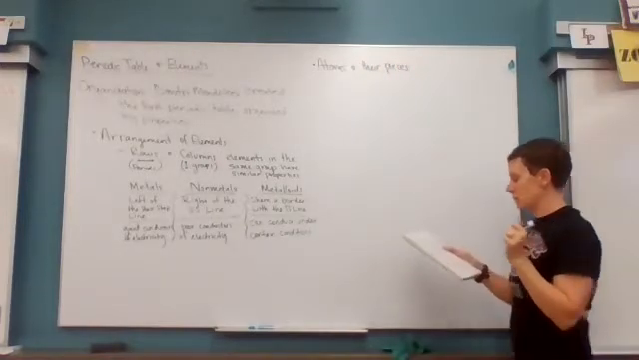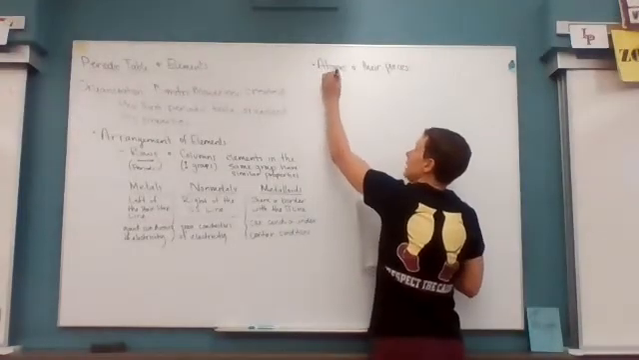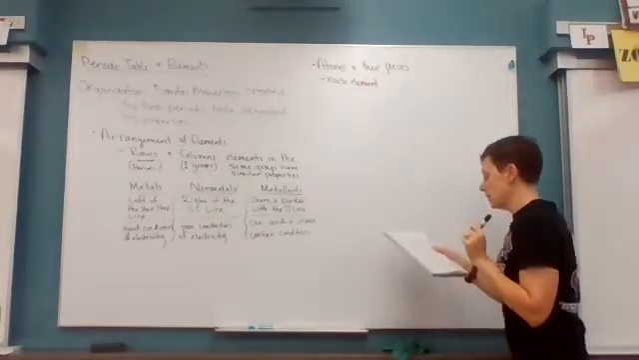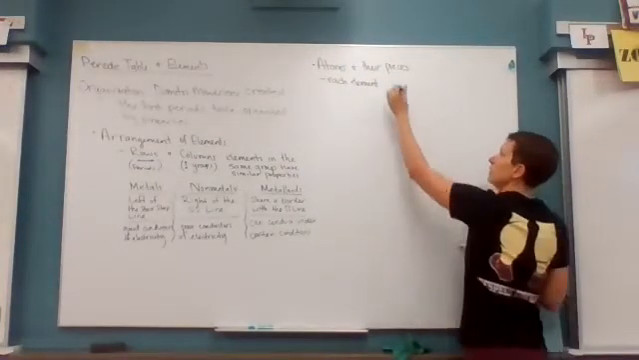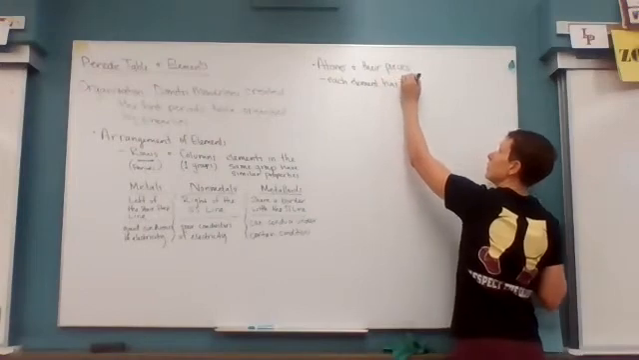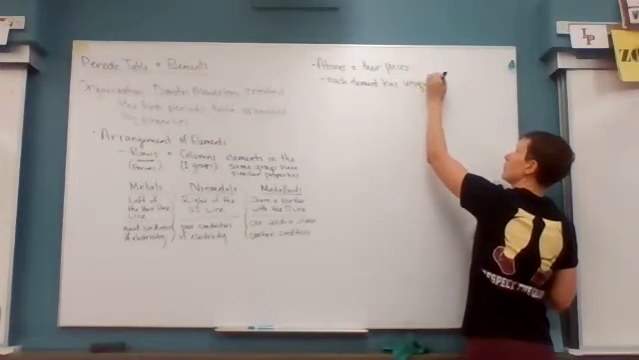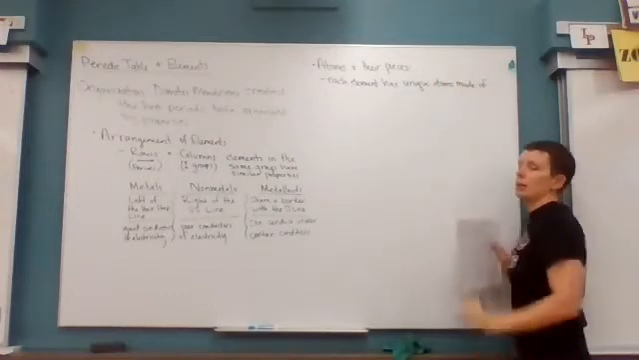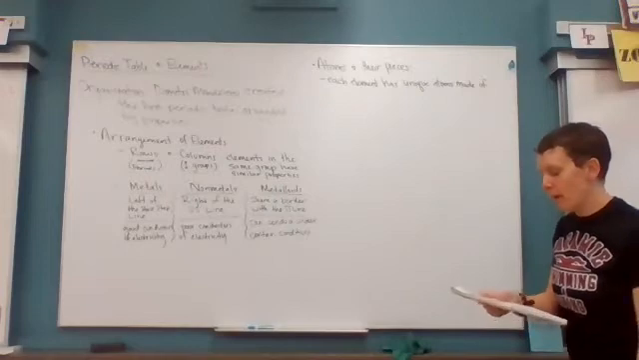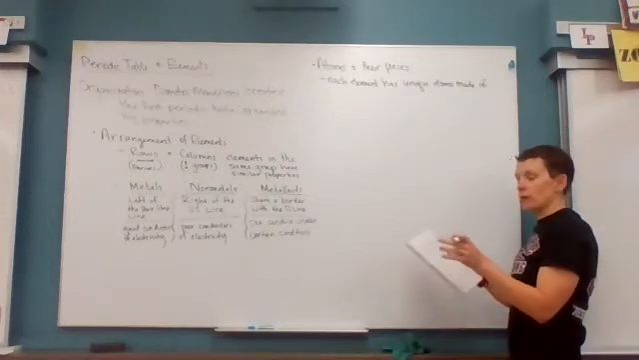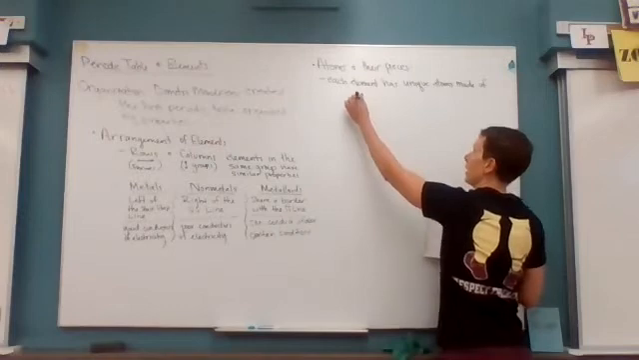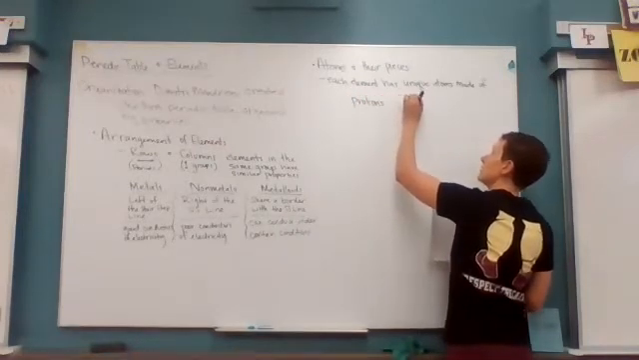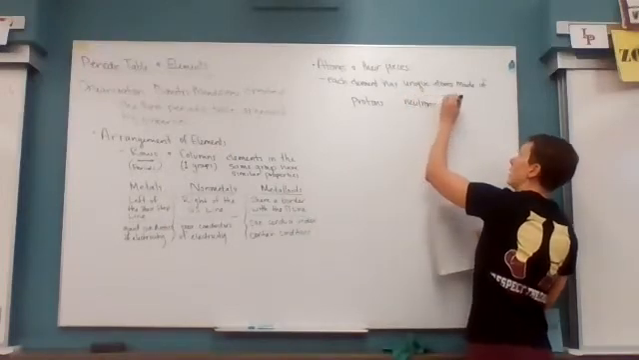Atoms and their pieces, okay? Each element has unique atoms made of, and we're going to do another table kind of like this one. They're made of protons, neutrons, and electrons.